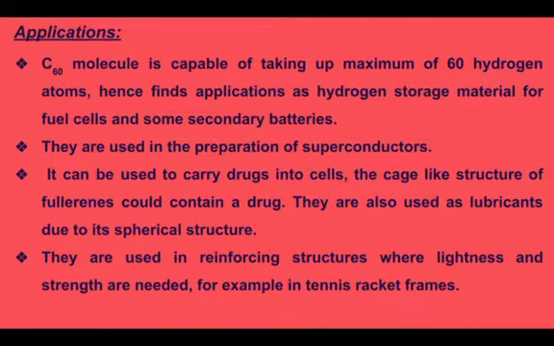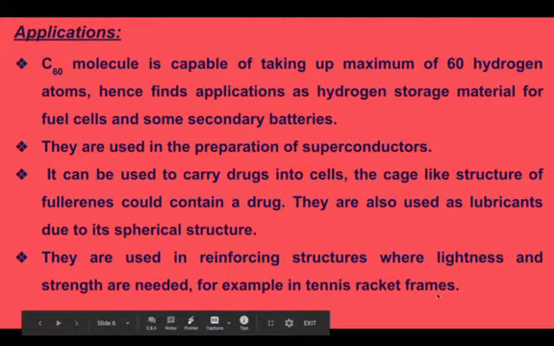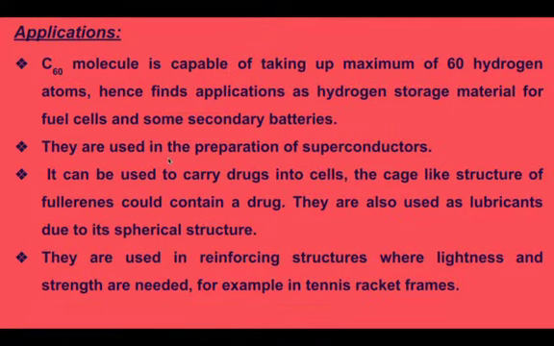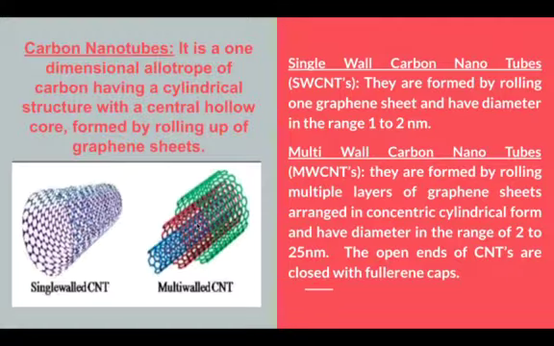Then they are used in reinforcing structures where lightness and strength is required. For example, in case of tennis racket frames. So these are the major applications of fullerenes. Now we'll pass on to carbon nanotubes.